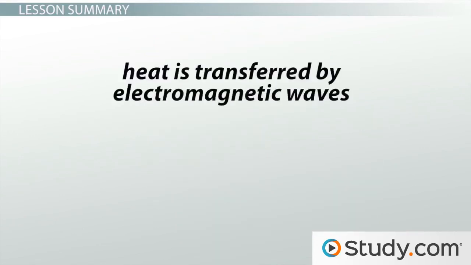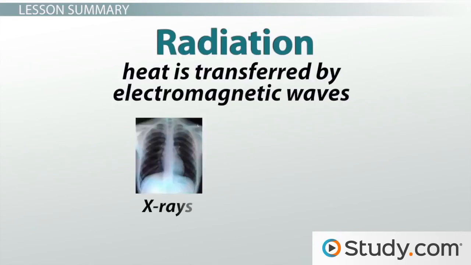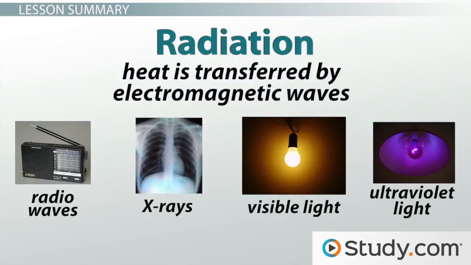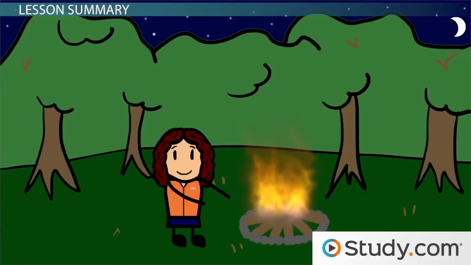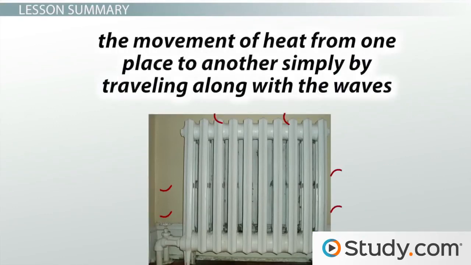When heat is transferred by electromagnetic waves, this is called radiation. These waves come in all forms: X-rays, ultraviolet, radio waves, and even visible light. Like heat radiates from a fire or a radiator in a house sends heat out into a room, radiation is the movement of heat from one place to another simply by traveling along with the waves.